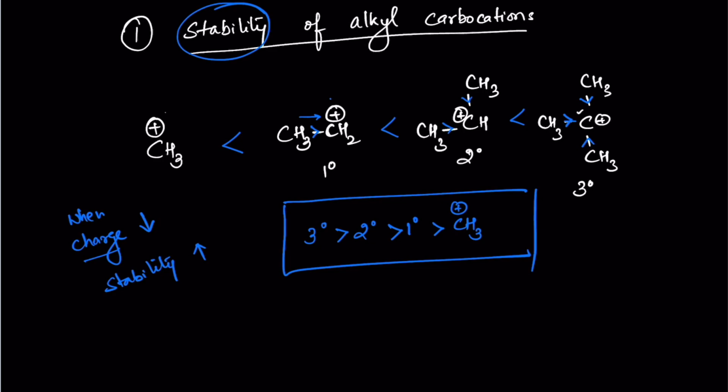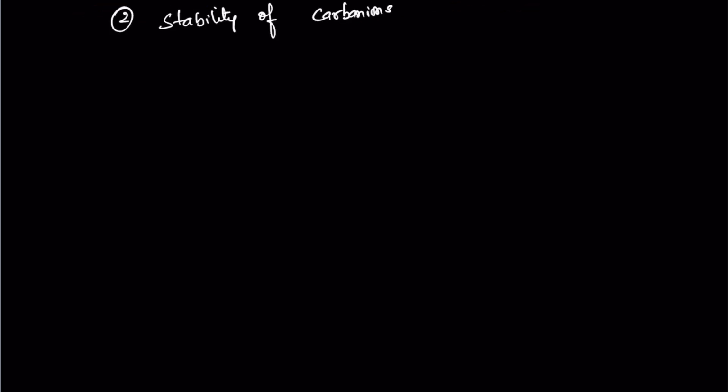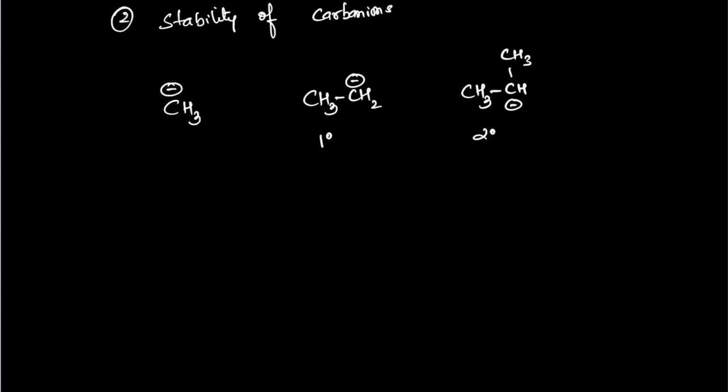Let's move on to the next application. When we have carbon ions, we have a minus charge on the carbon atom. So this is CH3 minus. Similarly, we can have CH3 CH2 minus. Then we can have CH3 CH CH3 minus. This is a 2 degree carbon ion. This one was a 1 degree carbon ion. And then finally we can have CH3 CH3 and CH3 minus, which is a 3 degree carbon ion. Now, which one of them is the most stable and which one is the least stable?